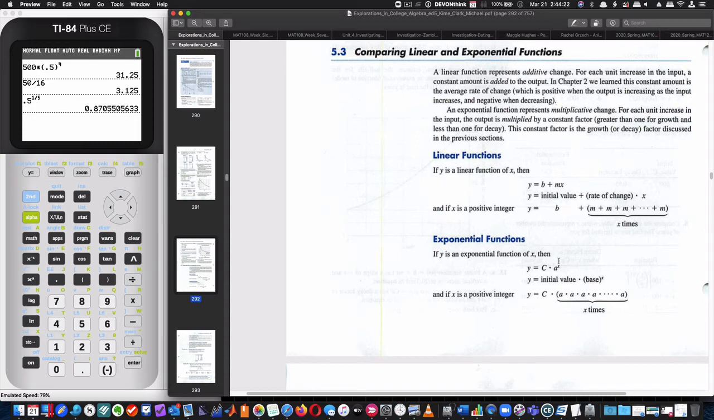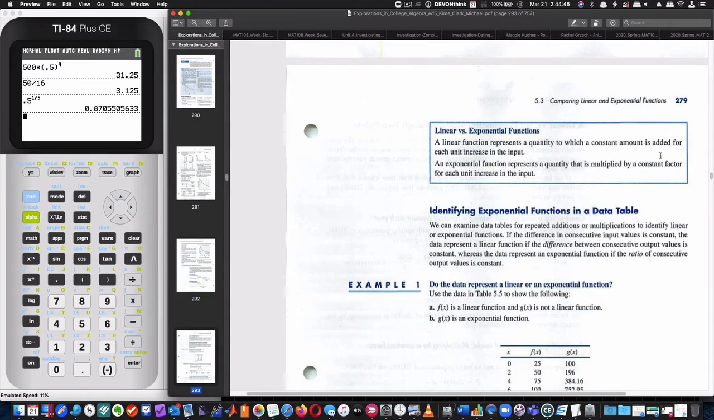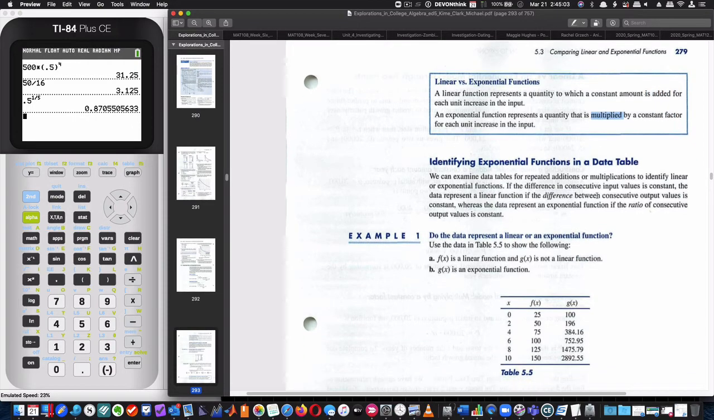In contrast to that, an exponential function is repeated multiplication. The exponent tells me how many times to multiply the base of my power, or in this case, we call it either the growth or decay factor. So again, exponential functions, repeated multiplication. Linear functions are repeated addition. And they just say that here. A linear function represents a quantity to which a constant amount is added for each unit increase in the input. An exponential function is multiplied by a constant factor. So it's repeated multiplication versus repeated addition.